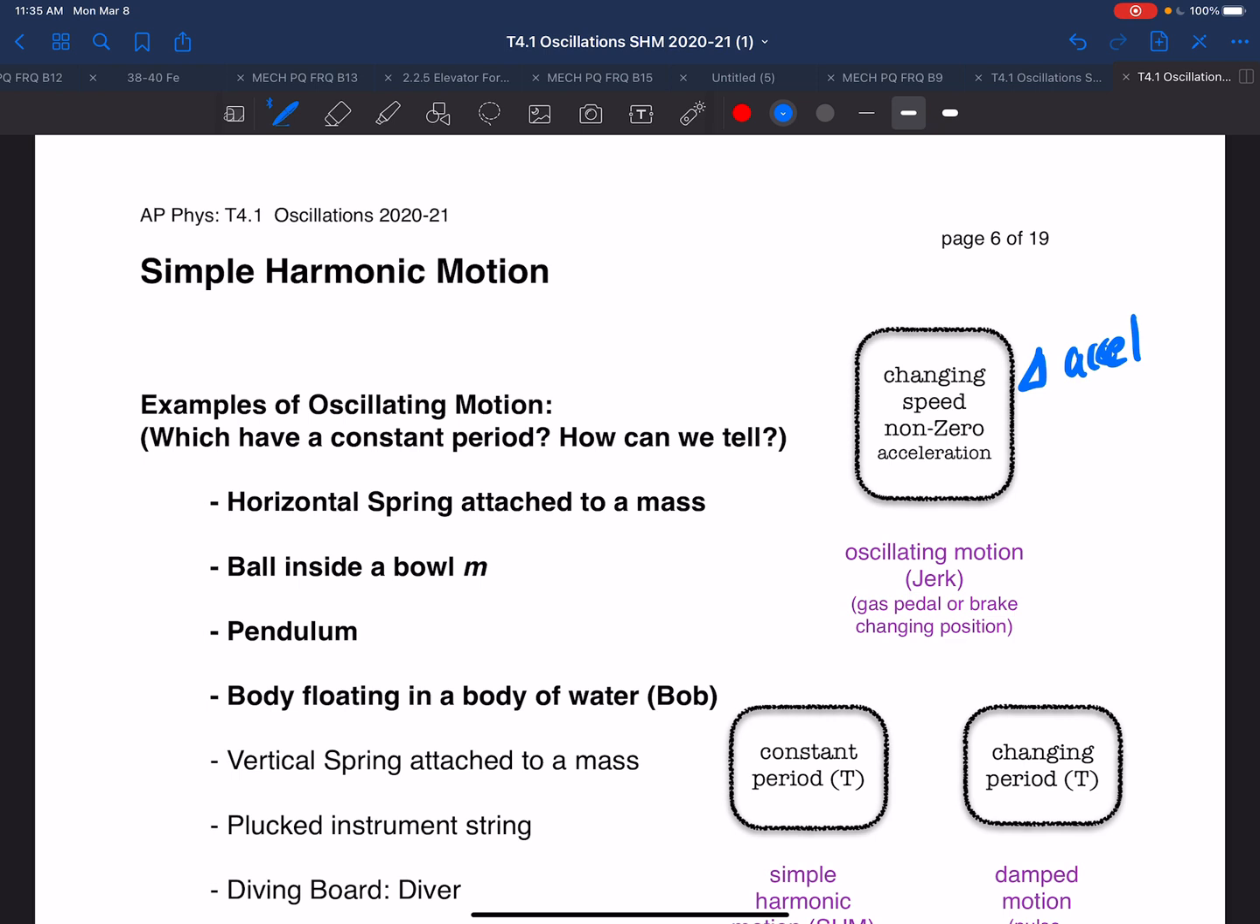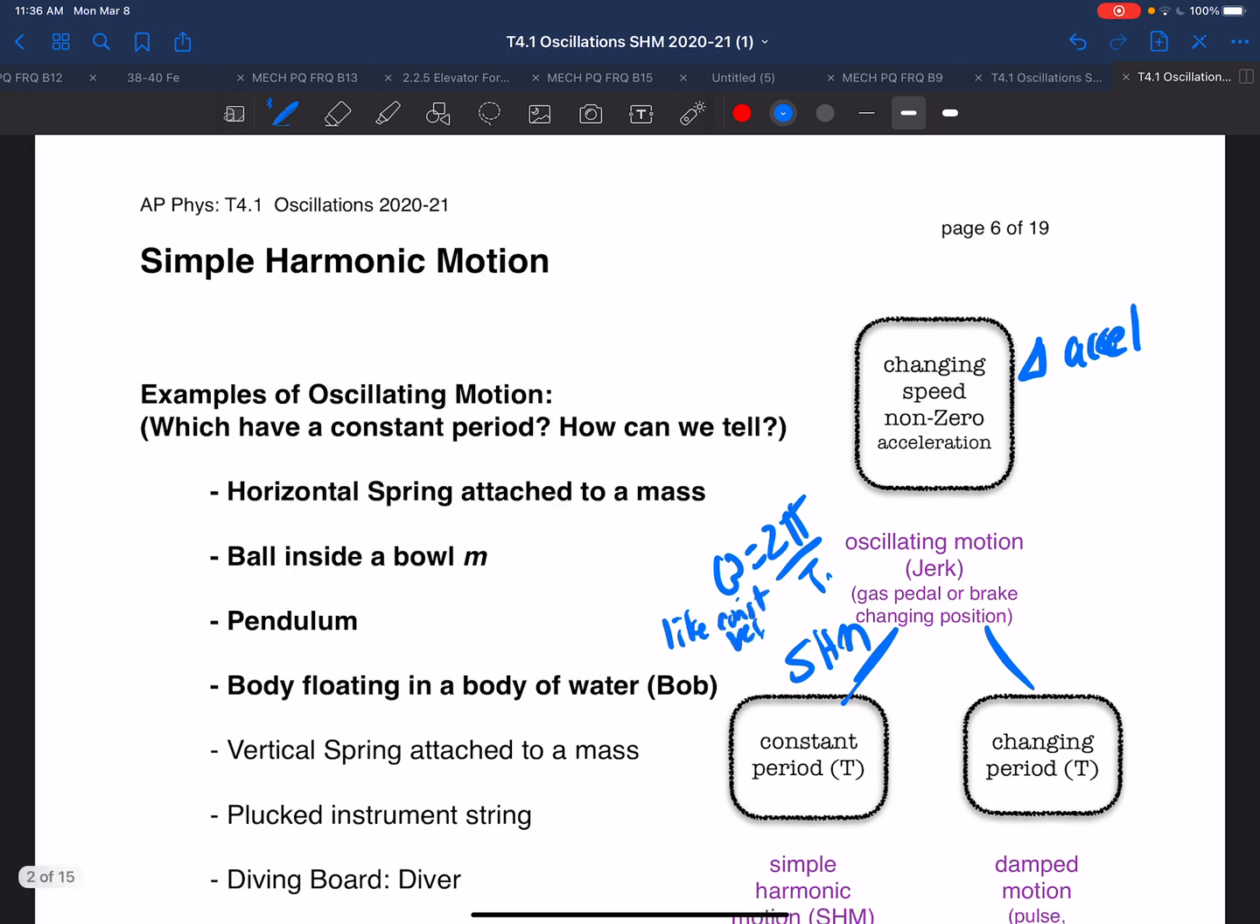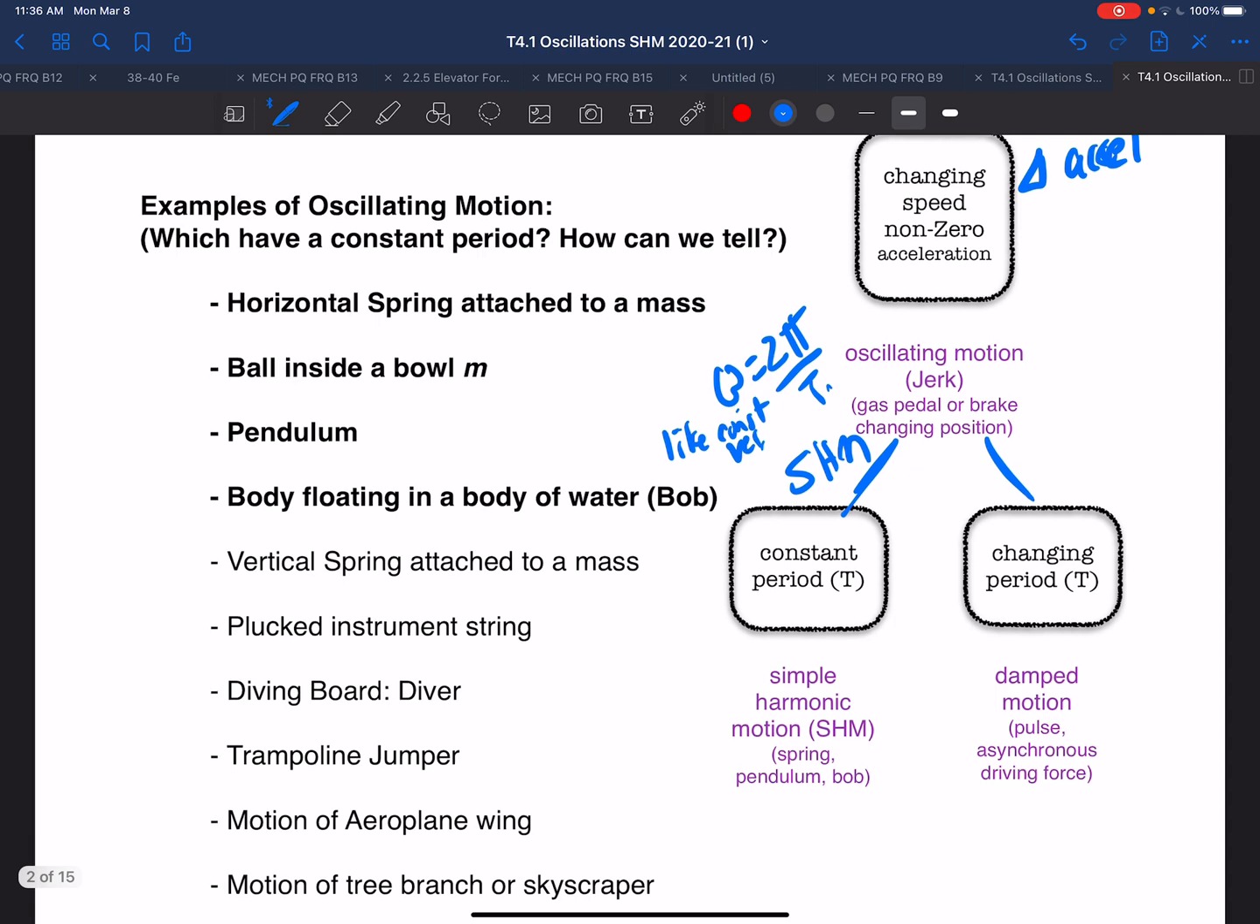And of these two types, where there is a constant period or a changing period, we are focused on the constant period. And so if we have this relationship, omega is 2 pi over T. If T is constant, that means omega is constant. So in this sense, it's like constant velocity. In this case, it's constant angular velocity. And so we have some examples.